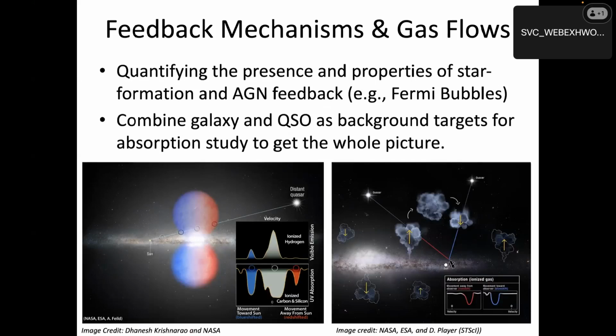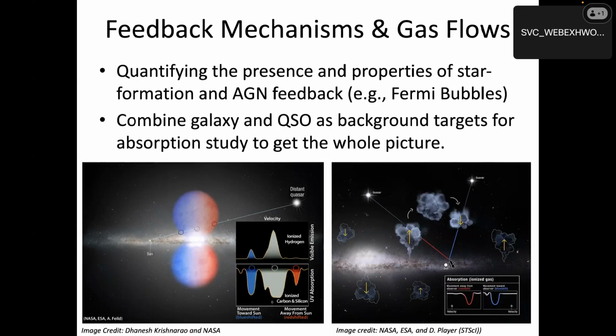And finally, we are very interested in feedback processes, but not all the feedback is as extreme as what you can see in these very massive black hole driven or star formation driven feedback. Most of the time, they're kind of mellow. For example, the Fermi bubble of the Milky Way is not that big, but it still has very much information about how the black hole in the Milky Way might be growing.